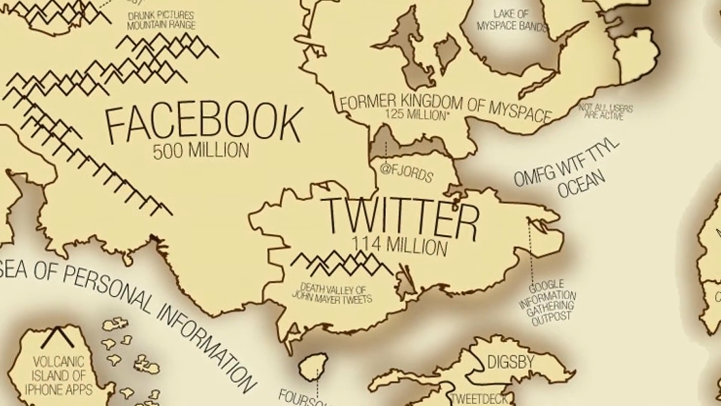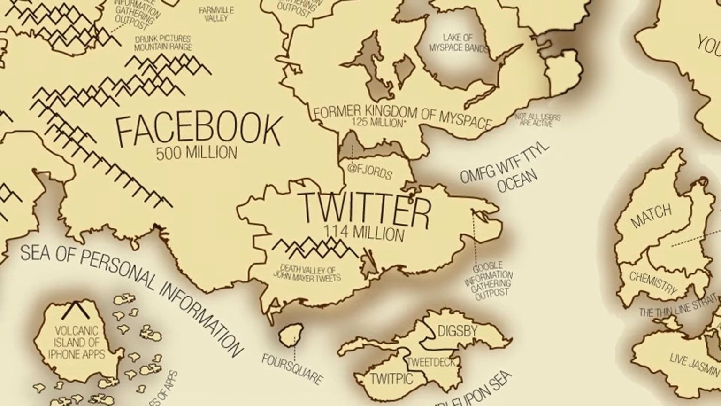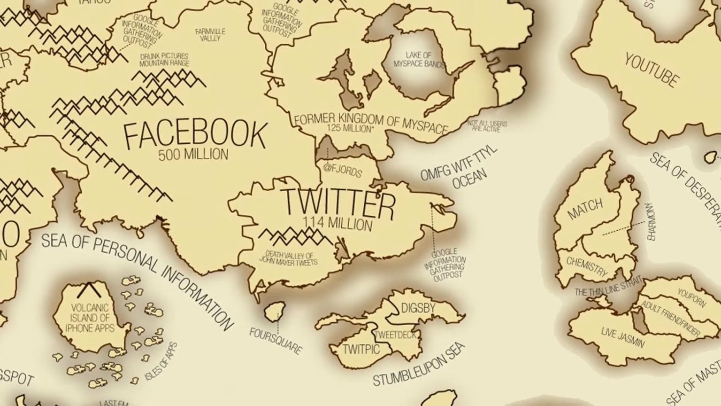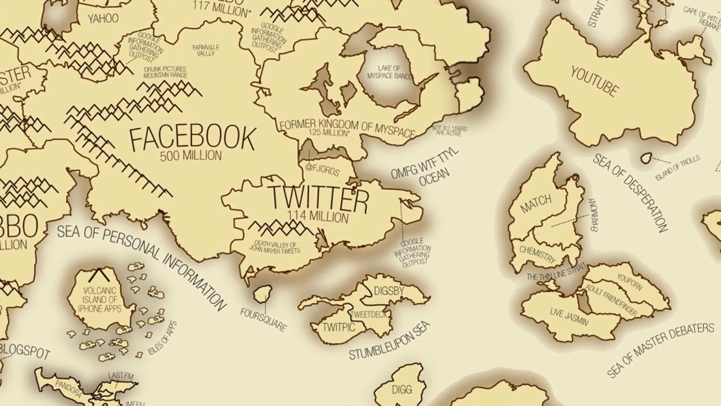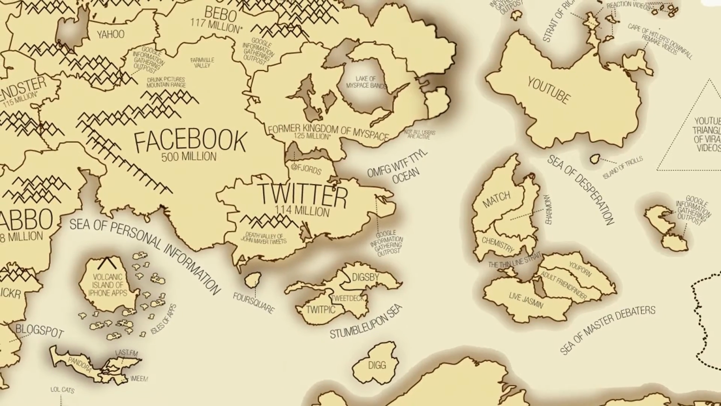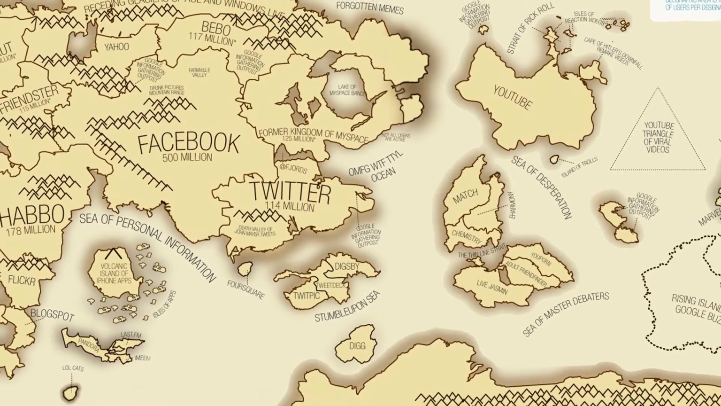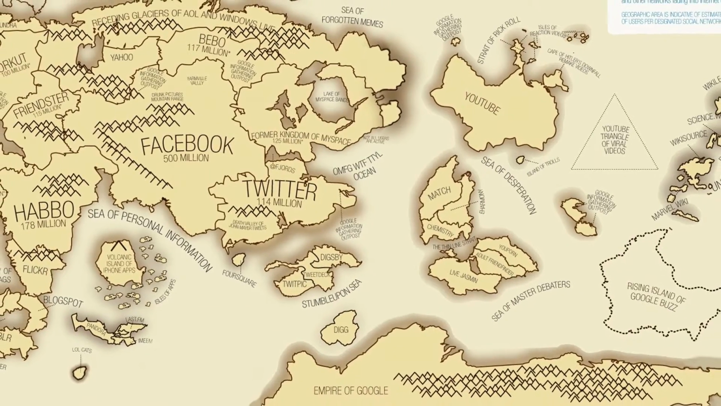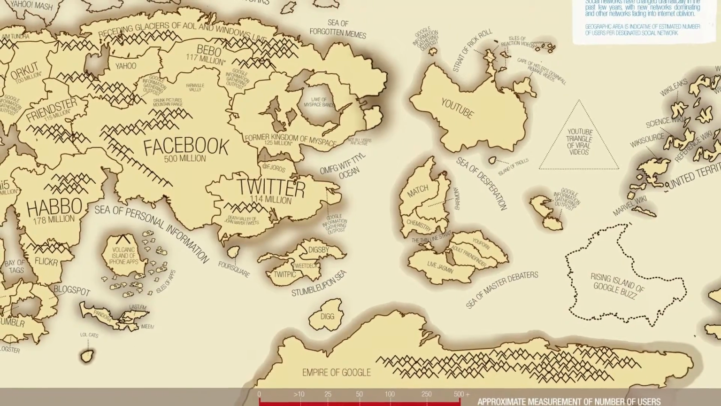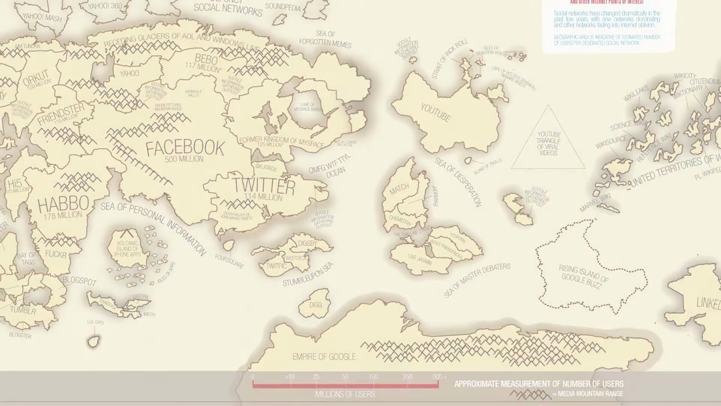Our next visualization shows how maps can also be used to make quantitative comparisons. In this case, the designers drew an imaginary map that showed how popular social media tools were in comparison to each other by making the more popular services larger countries and less popular ones smaller countries.